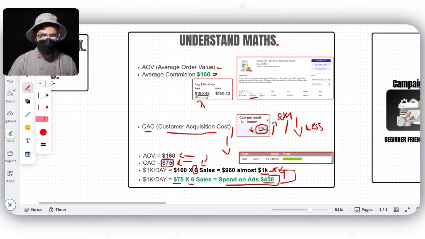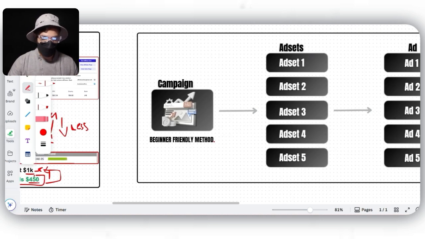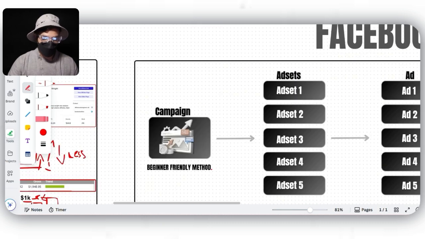So how you can improve this is based on your creativity, your landing pages, and conversion rate optimization. You can improve it, but you can't control it. Remember that. Okay, so now that's the understanding of how you are able to achieve $1,000 a day. Now I'm going to explain Facebook ads a little bit so you guys understand better.